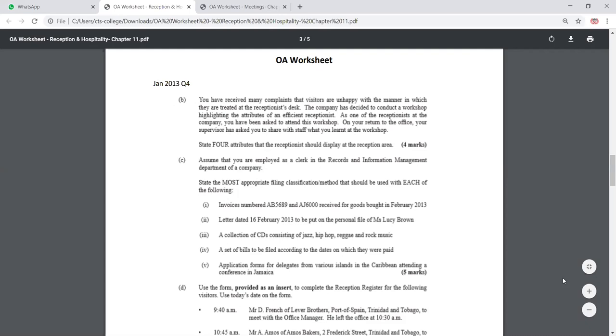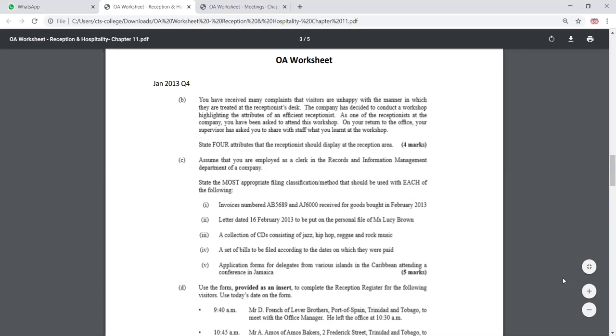So it has alphabetical, it has numerical, it has geographical, and it has subject. Which one do you think invoices will fall under? Numerical. But it has A, B, and A, J. Are those things numbers? Is that alphabetical?